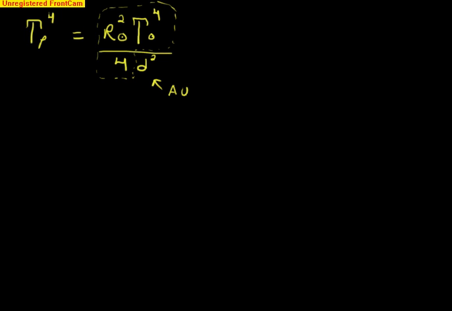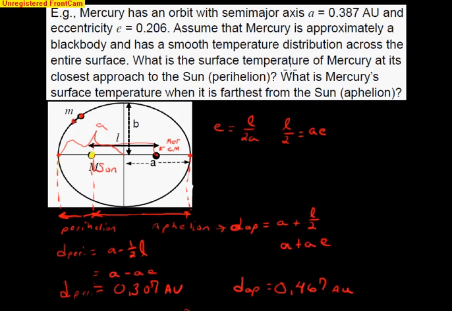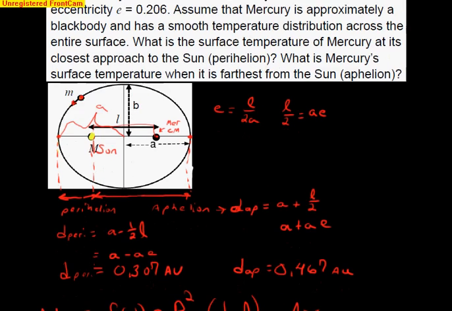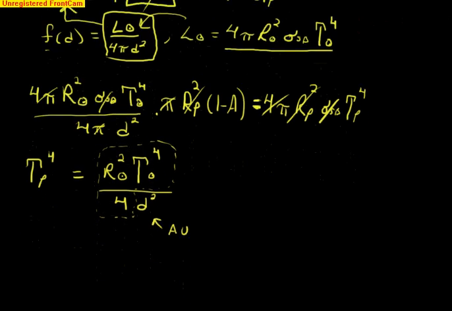And notice I went ahead and did away with this term. This term kind of disappeared because I'm assuming a black body, which is stated in the question. The question says Mercury is approximately a black body. So that means if it's a black body, the albedo A is equal to 0, and you just have this whole term multiplied by 1. So that's why this went to 1 and we ignored it.